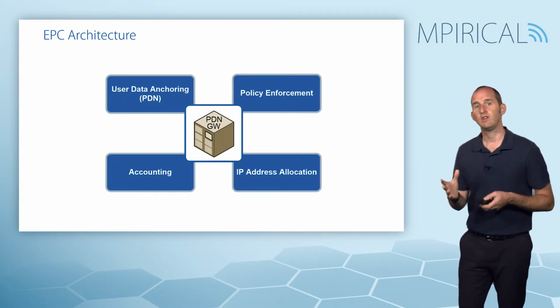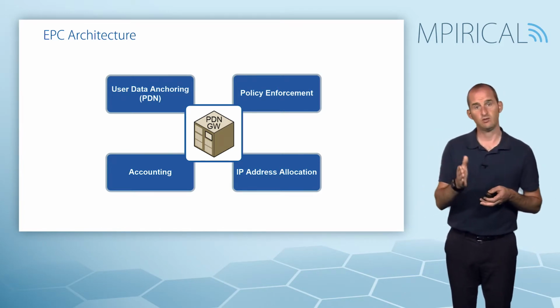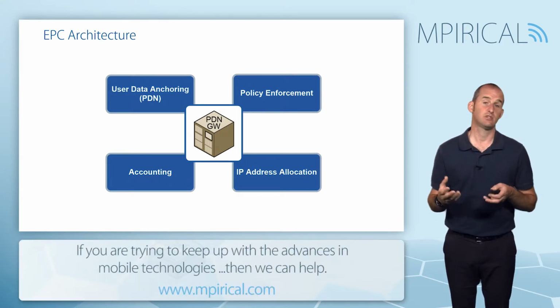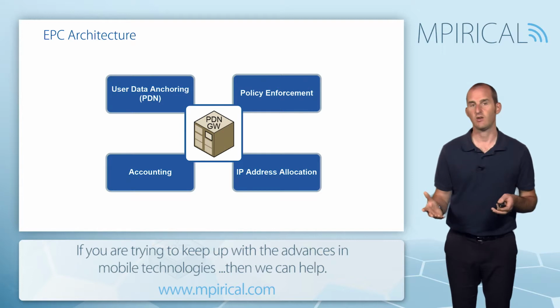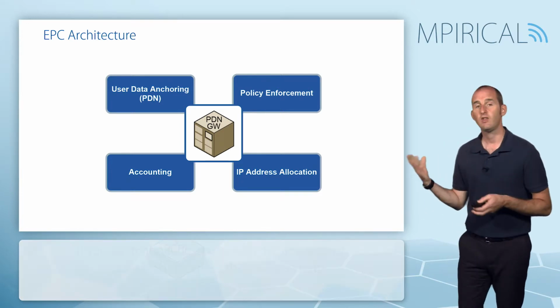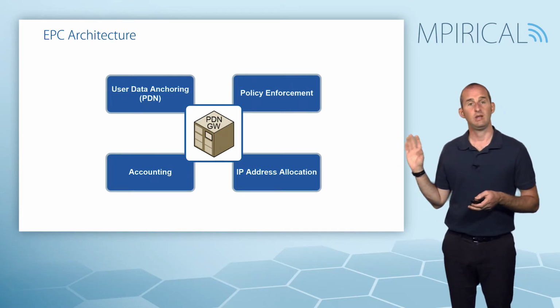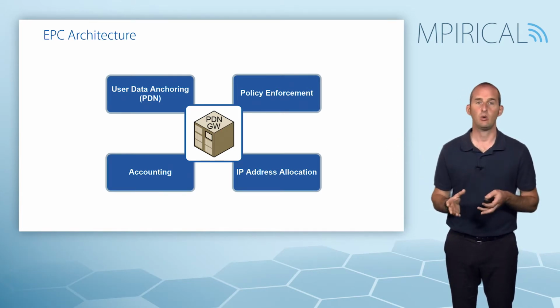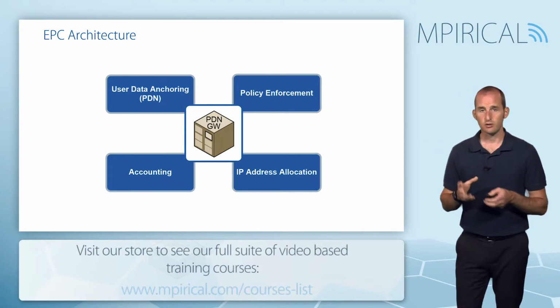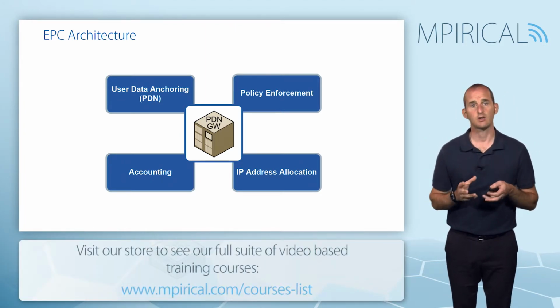So as we move around the network, we've already said that we can change from one eNode B to another. It is quite possible that we can actually swap serving gateways as well in some scenarios. But what won't change for the duration of my attachment to that packet data network is the PDN gateway. It is the anchor point for that PDN. The PDN gateway is also responsible for policy enforcement as well.